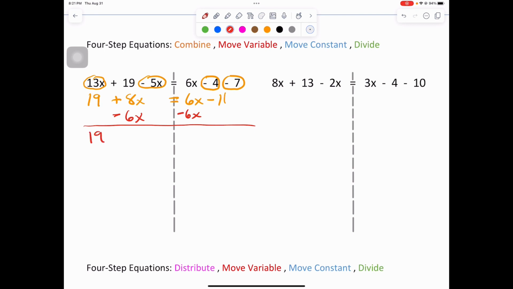8x minus 6x will give us a plus 2x. Bring down your equals, cancel those out, negative 11. Wonderful job. Next is in blue, we will move the constant.